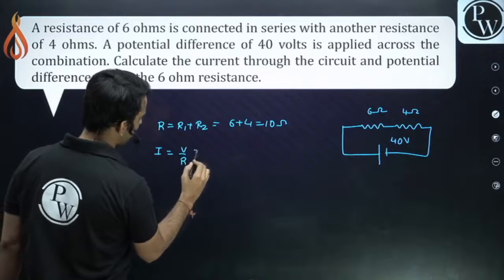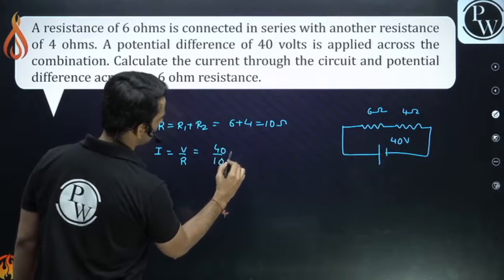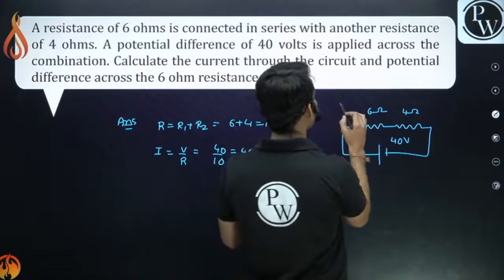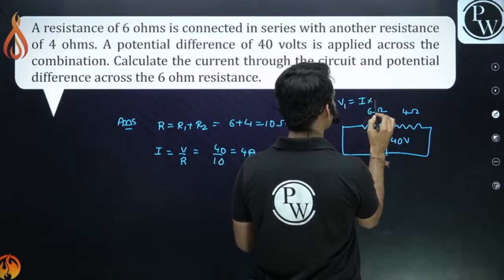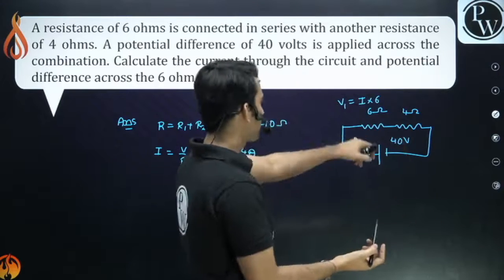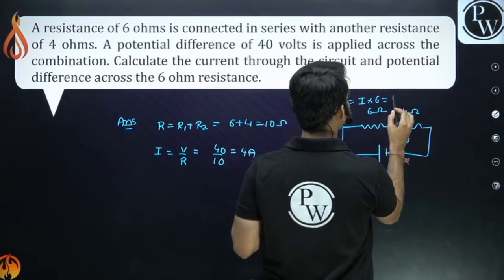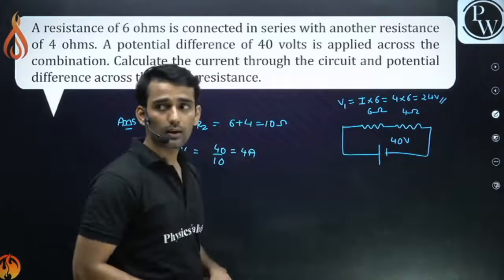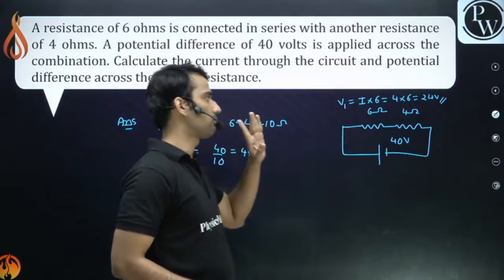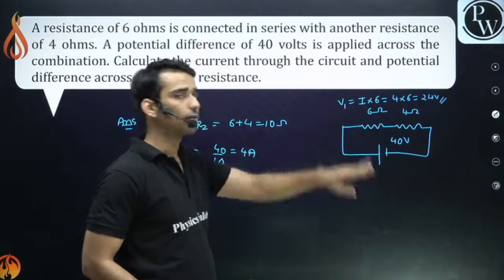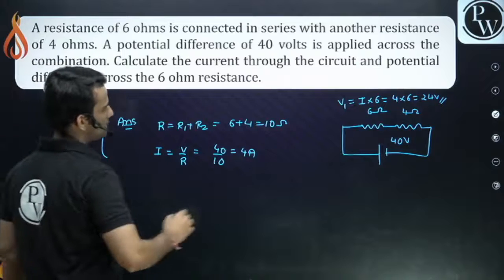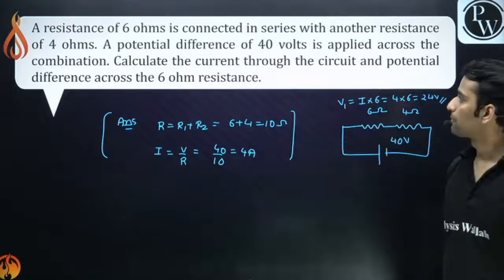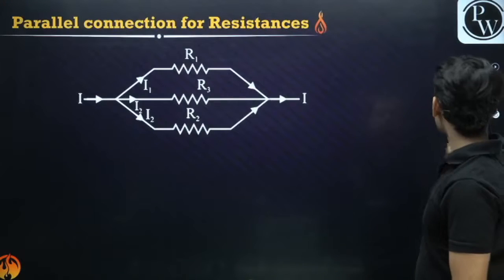Getting it? Okay. So what is the current? It is V by R. V is 40, so 40 upon 10. The current would be 4 ampere. And what is the potential difference across the 6 ohm? Current through it into 6, IR. The current through the 6 and 4 ohm is 4 ampere. So the voltage would be 4 into 6, which is 24 volt. Out of 40 volt, we have 24 volt across 6 ohm, and the remaining 16 volt would be across 4 ohm. Clear? So this is how we approach it. Just use Ohm's law and the series combination. Okay, guys, clear? Now what about the other combination?